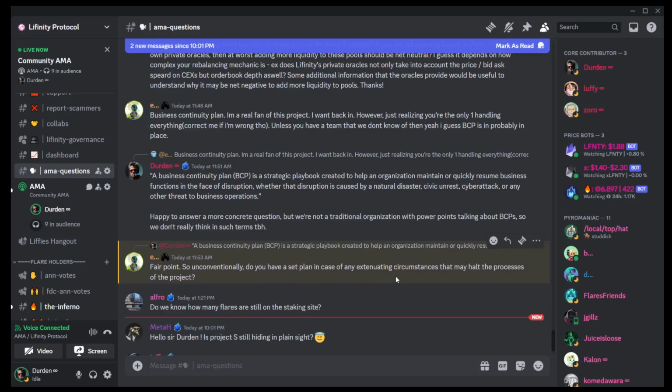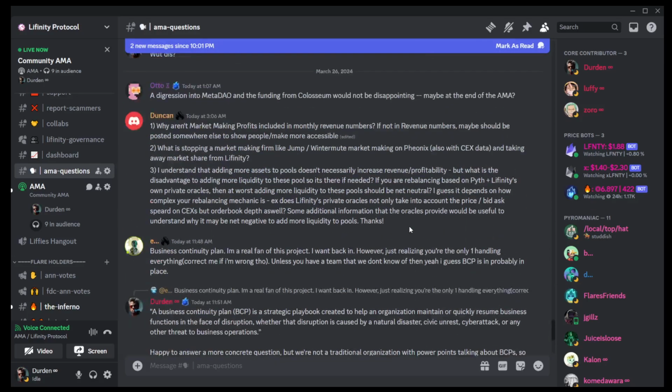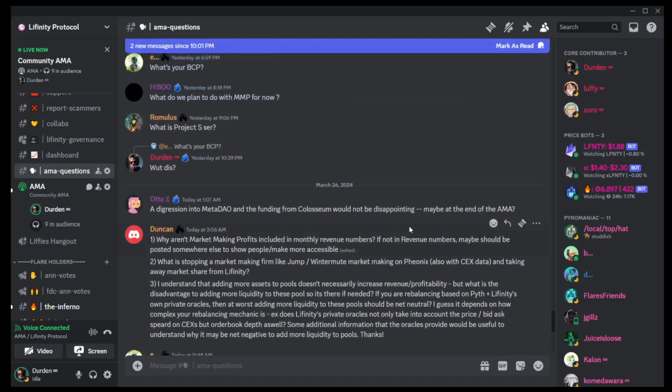So, unconventionally, do you have a set plan in case of any extenuating circumstances that may halt the processes of the project? So my understanding of what this means is they're asking, what are you going to do if Lifinity stops working and it just becomes an ineffective DEX? Or it's just unprofitable. And this is something we've told our community since the start.